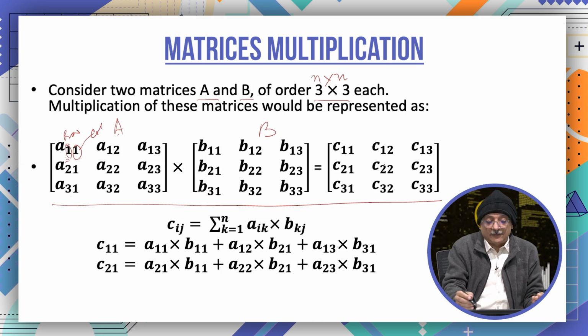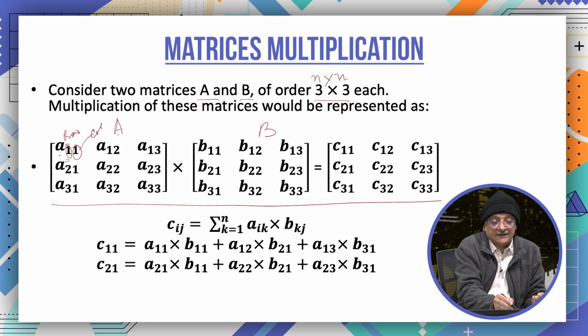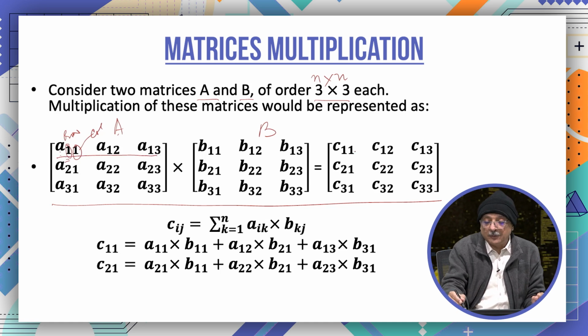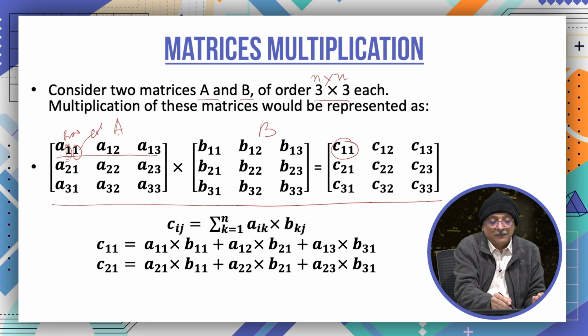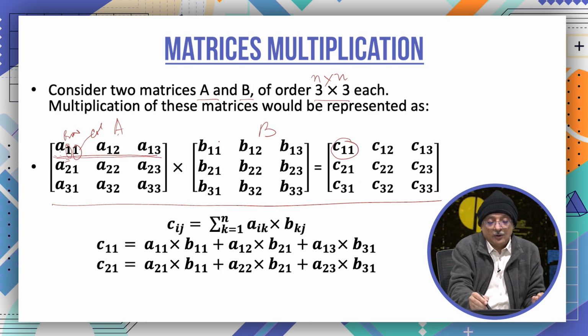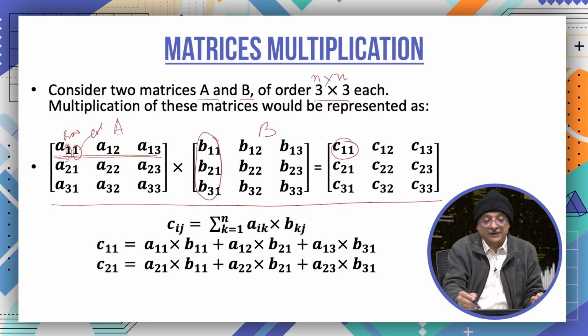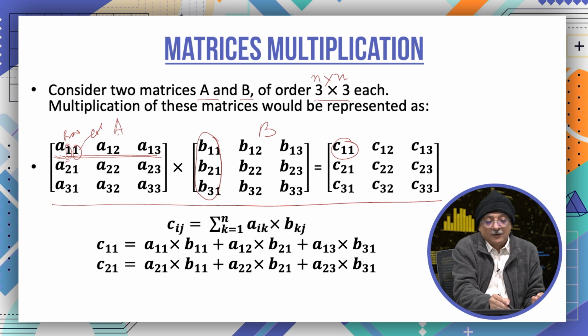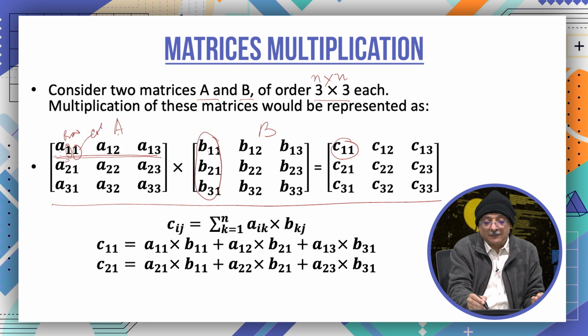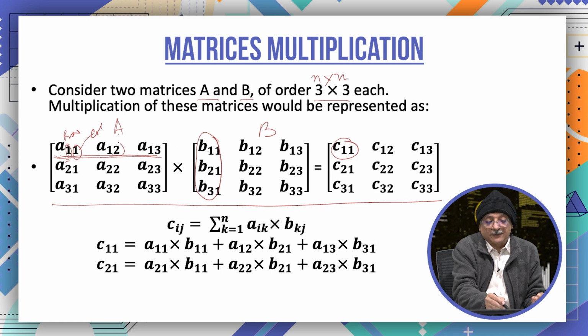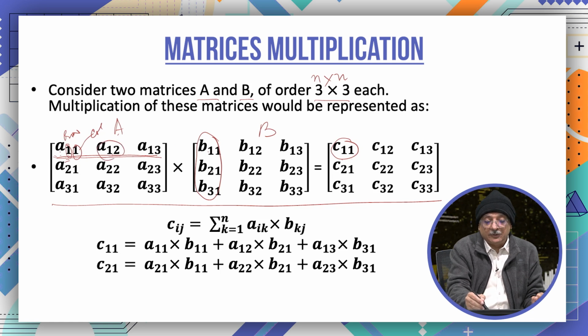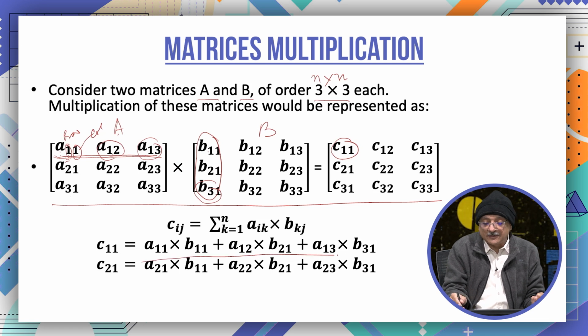So the multiplication of these matrices goes like this. If I want to compute the first element C11, I'll be taking first row and first column. That's how I'll be getting the first row first column of the multiplied matrix. And how will we be multiplying? A11 will be multiplied by B11, A12 of the first row will be multiplied with B21, and A13 will be multiplied by B31. Okay, so this is how it is going to be.